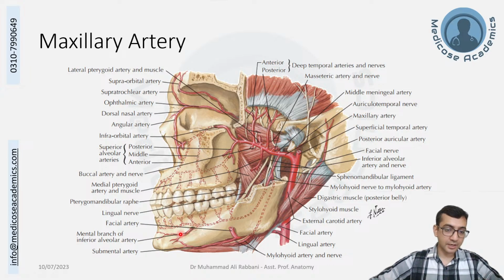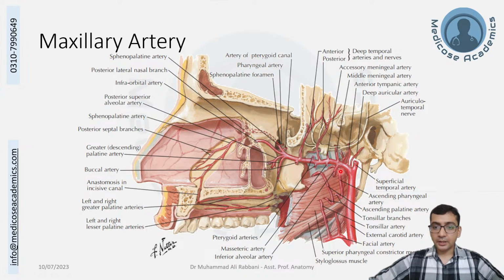And it has a branch that comes out, the mental artery. From the mental foramen, it exits and supplies the area in the chin. This is one branch. To see the other branches, we have to go deeper. There are two branches, you know their name very well.